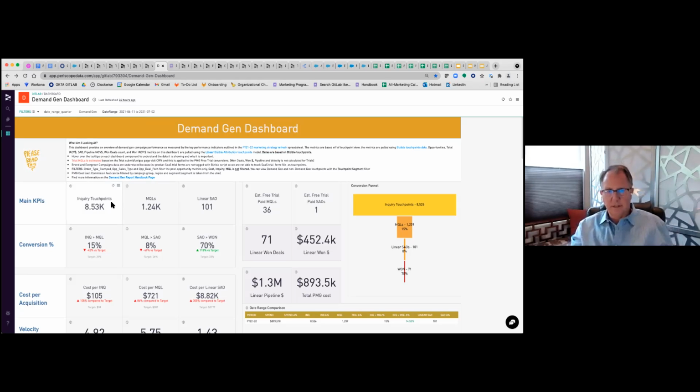So I think one of the things I'd like to do is just reconcile on one source of truth. If a demand generation campaign drove the inquiry, it's not a touch point, it's the inquiry.